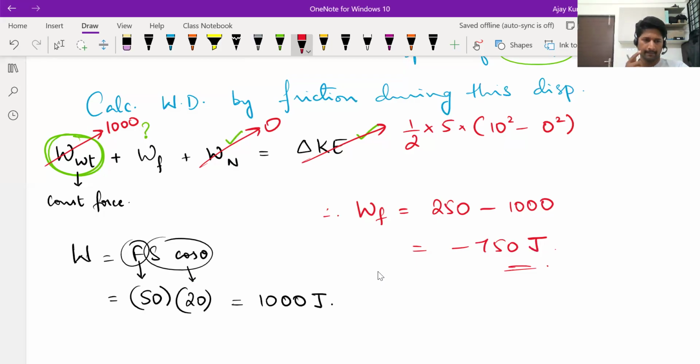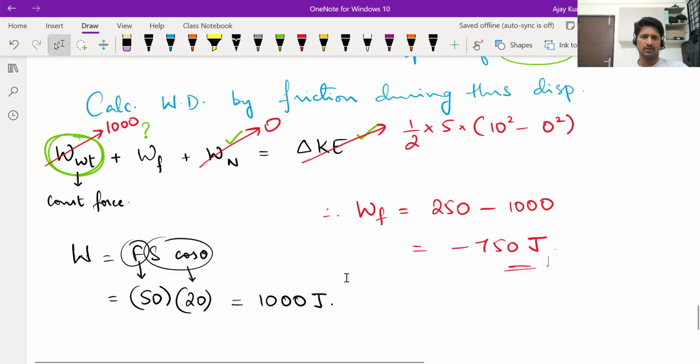Sir, so you added up all the forces acting on the block and then equated it to work done by all the forces. Yes. One of the forces was not doing any work. The other force's work done was easy to calculate. Work done by weight is easy to calculate. I use this method. Okay, hope this is clear to all of you.